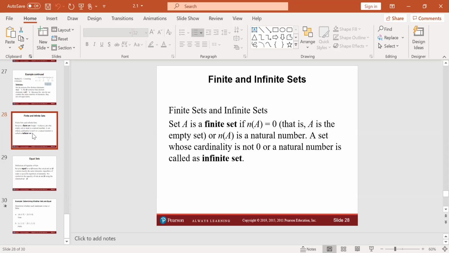Okay, so finite versus infinite sets, it's exactly what you think. This definition is going to be very, very complicated. An infinite set is a set that has an infinite number of elements in it.